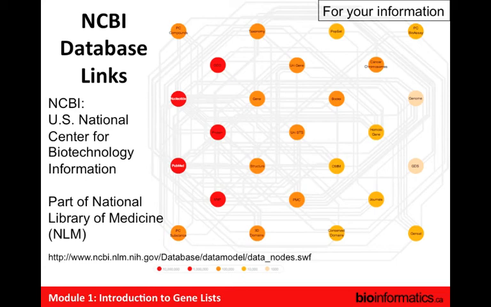The NCBI, the U.S. National Center for Biotechnology Information, part of the National Library of Medicine, has Entrez Gene, PubMed, and a lot of other databases. This is something from their website that shows how all the databases link to each other. It's actually very complicated, and each of these little circles is a database. They each have their own identifier, and if you have a gene, it could have an identifier in all of these databases.